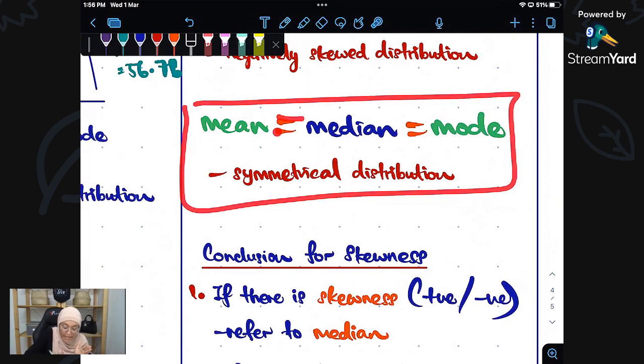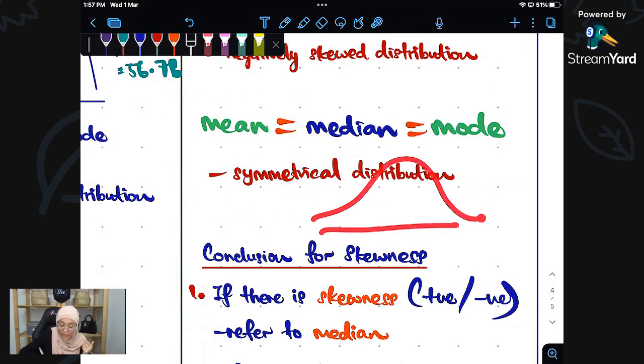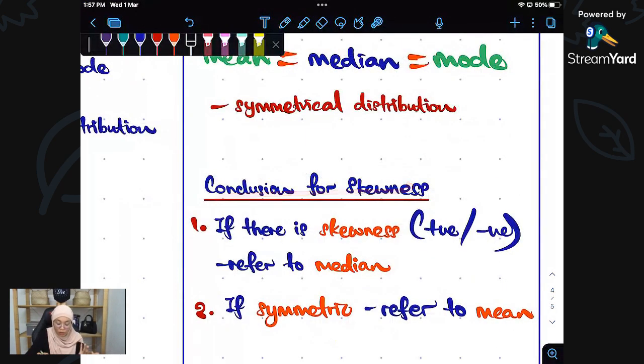Let's say if the mean is equal to the median, is equal to the mode, everything is equal to each other, meaning it is a bell shape. Everything is symmetric. We call it symmetrical distribution. And as the conclusion for the skewness is that if there is a skewness, positive or negative, okay, you refer to the median. If symmetry, you refer to the mean.